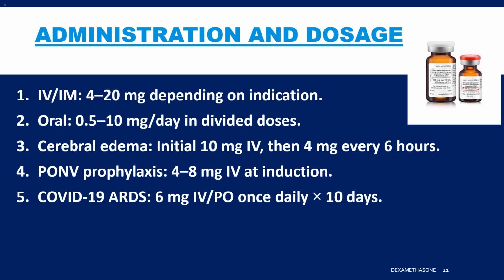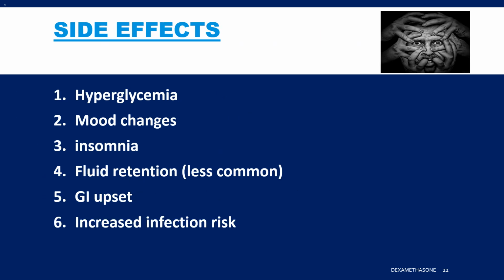4. PONV prophylaxis. For prevention of postoperative nausea and vomiting, PONV, a dose of 4 to 8 mg IV is typically given at induction of anesthesia. 5. COVID-19 ARDS. For COVID-19 patients with acute respiratory distress syndrome, ARDS, a dose of 6 mg IV or PO once daily for 10 days is recommended to reduce mortality and improve outcomes. Side effects of dexamethasone.